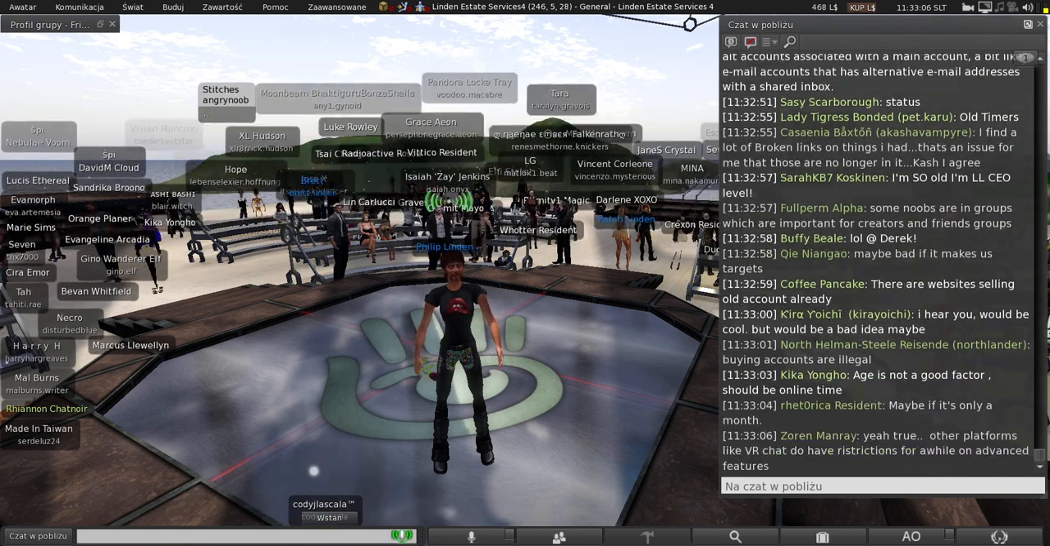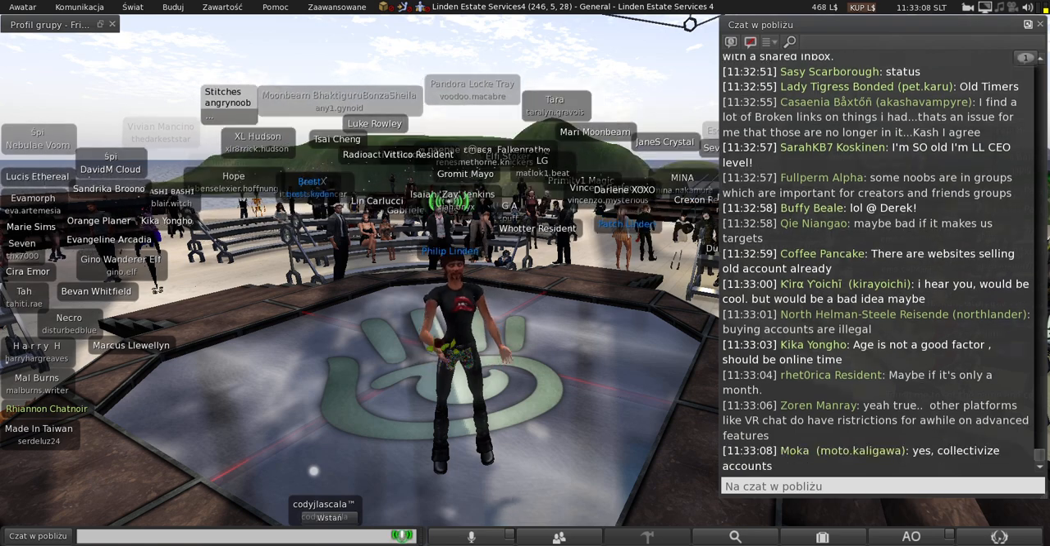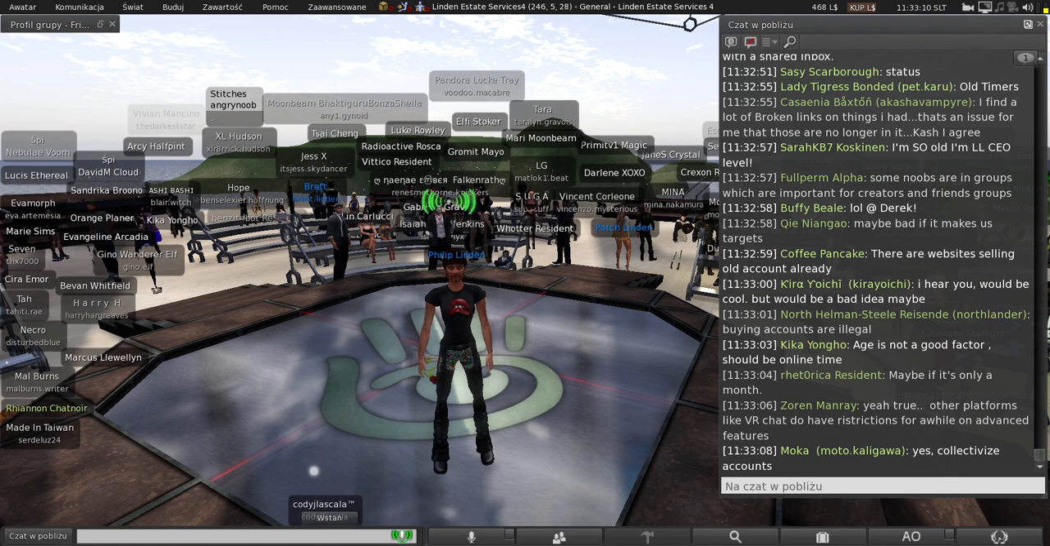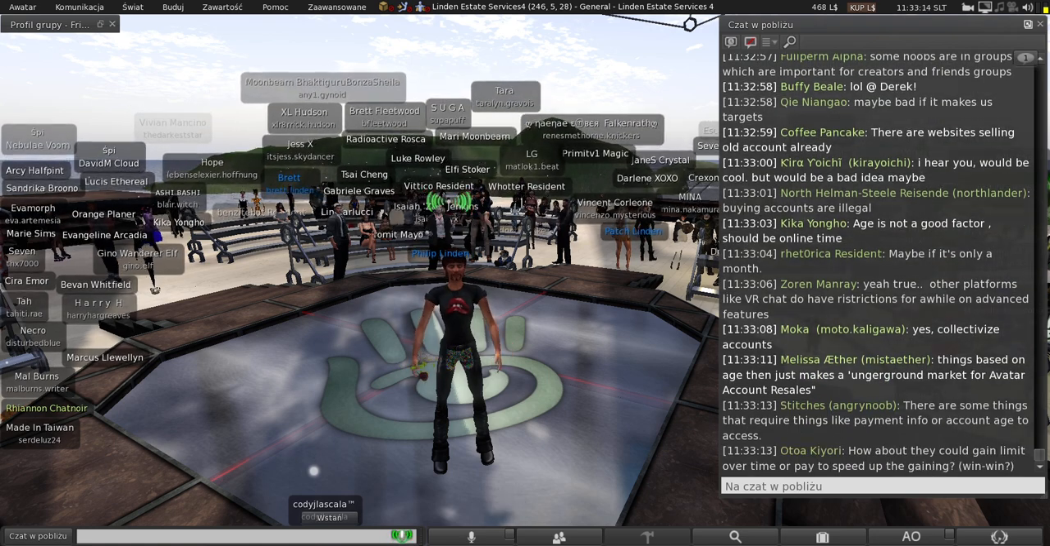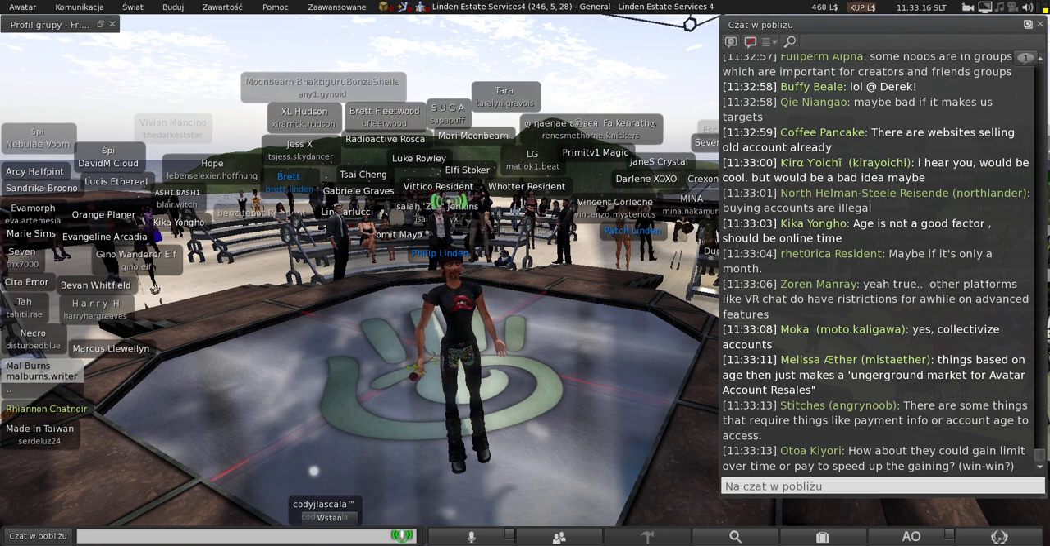So basically, what you're saying broadly is look at the degree to which tenure in Second Life or age in Second Life can be tied to capabilities.